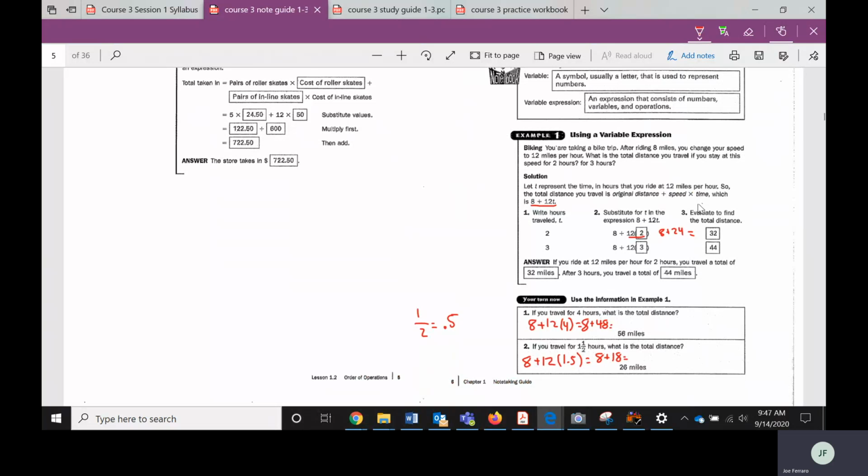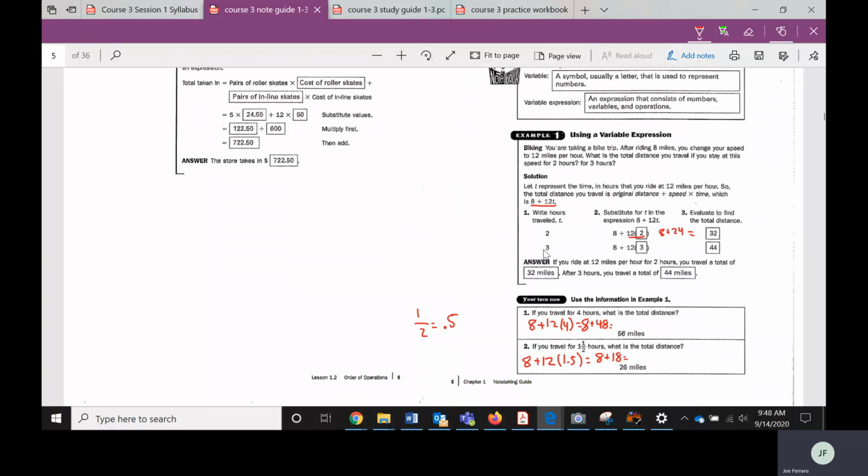That's how you figure out distance, speed times time. So if you're going 12 miles an hour and you only went 1 hour, that'd be 12 miles. Okay, so they write 8 because that's the distance already traveled plus 12 times t. Because if you take 12 times however many hours, then you'll figure out that distance and add it to the 8. So here, if you went 2 hours, they put 8 plus 12 times 2. Order of operations says 12 times 2 is the 24. Okay, and then you do 8 plus 24 gives you 32.